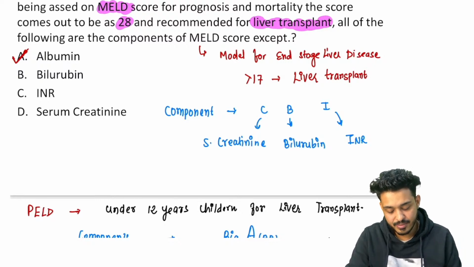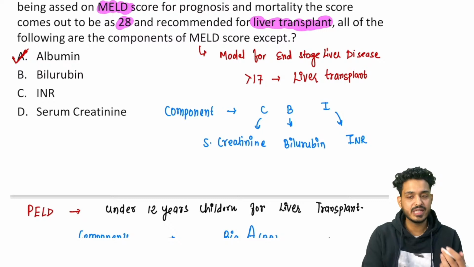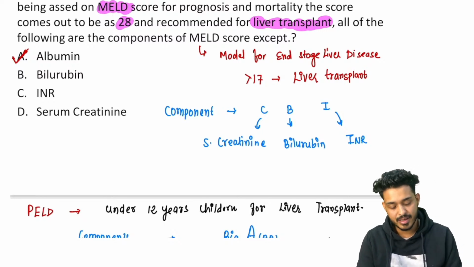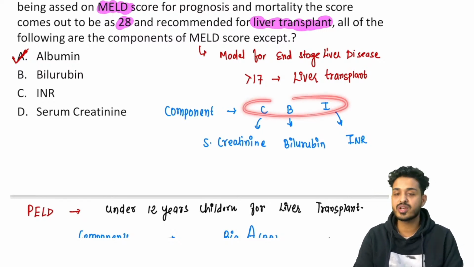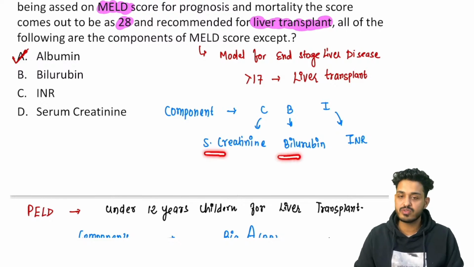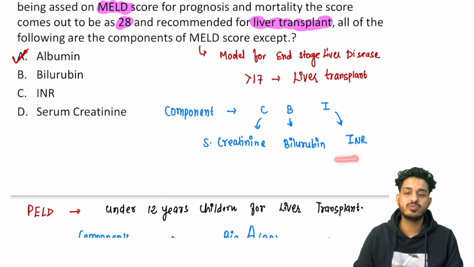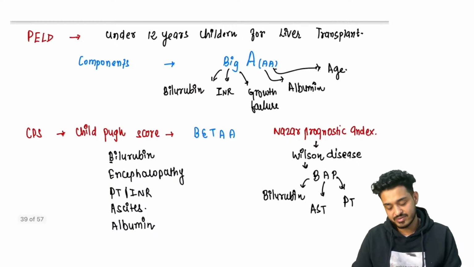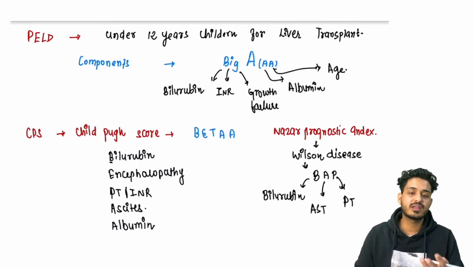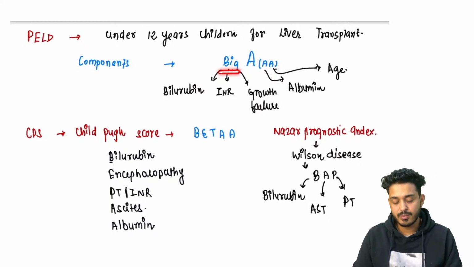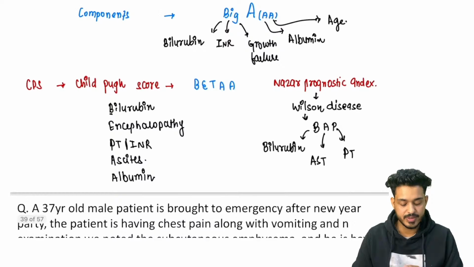So we are having the MELD. Just revise with me here itself. MELD का mnemonic क्या है? The mnemonic is CBI. C for creatinine, B for bilirubin. Speak with me. I for INR. Right? Second, we have studied about the PELD score. We are having component that is going to be big A. A will be having double A, right? So we are having bilirubin, INR, growth failure, and double A will be albumin and age, right?